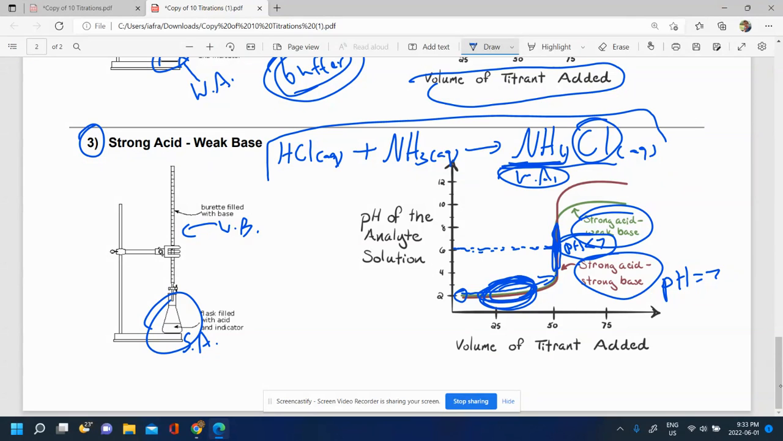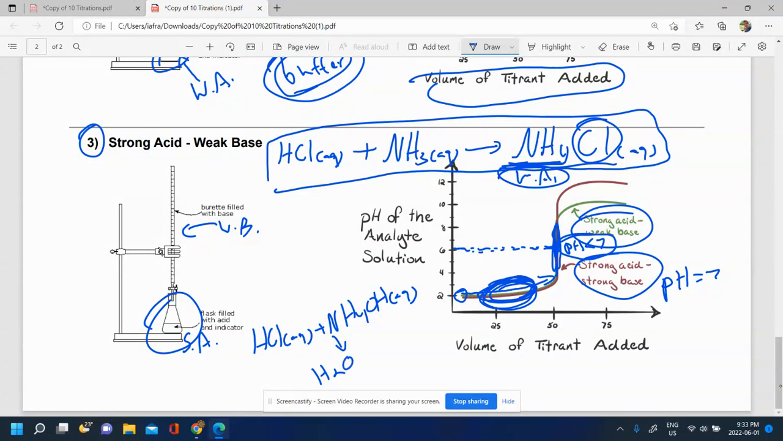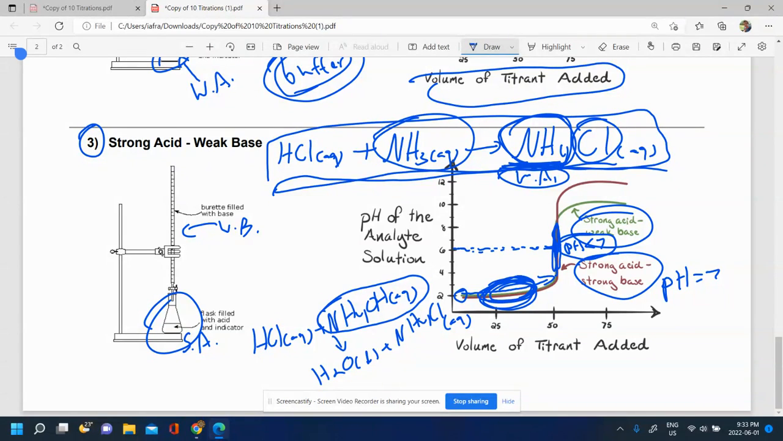Now I know this reaction looks a little bit weird. In reality, when you have NH3 in a solution, you should actually write it like this: HCl(aq) plus NH4OH(aq) produces H2O(l) plus NH4Cl(aq). It's the same thing. This is just kind of a shorthand way of doing it. Ammonia in a solution actually exists as ammonium hydroxide. But the main point here is that this here is a weak acid. It's an acidic salt, and that's why the pH is less than 7.